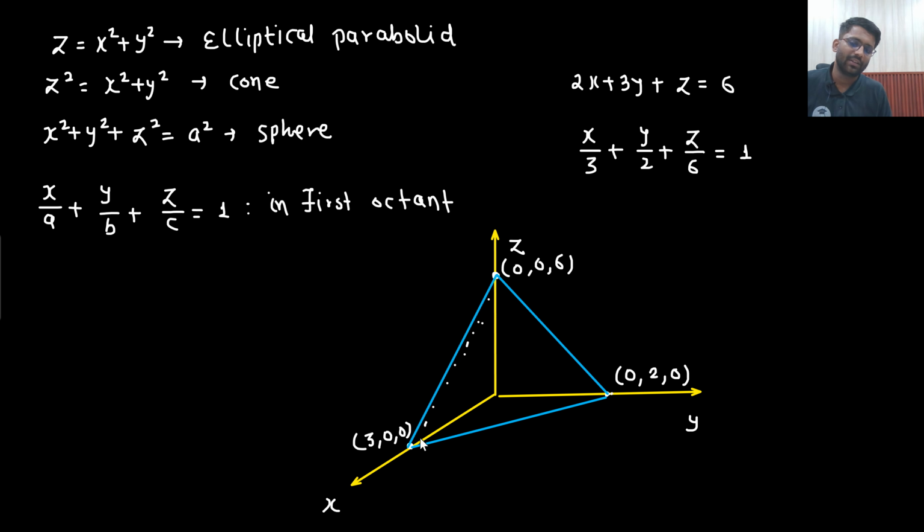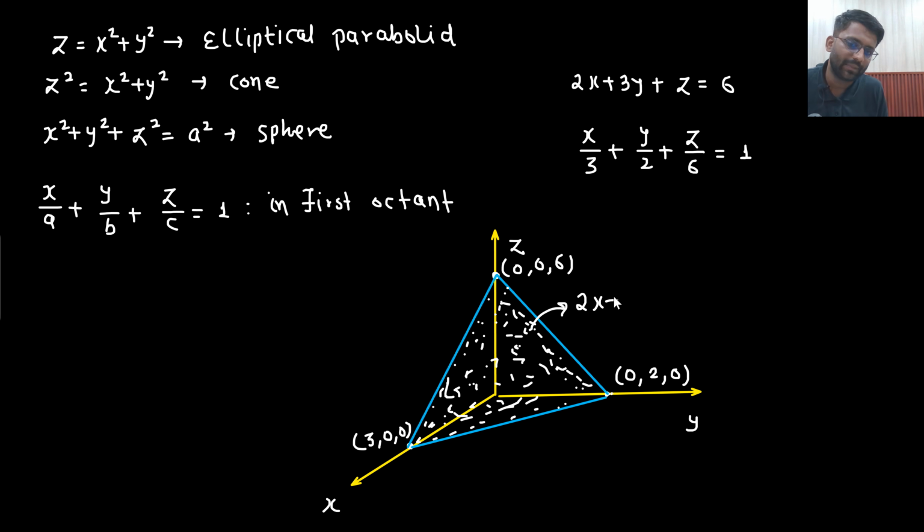Can you see this plane? The equation of this plane is 2x plus 3y plus z equals 0. This is the plane that we are having.